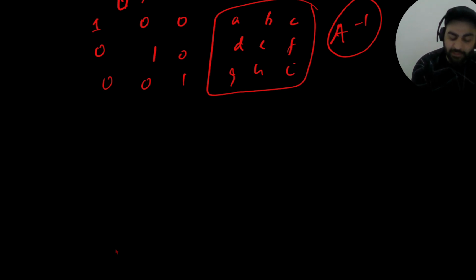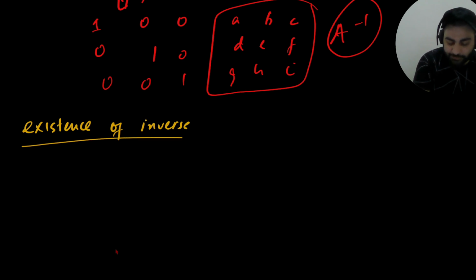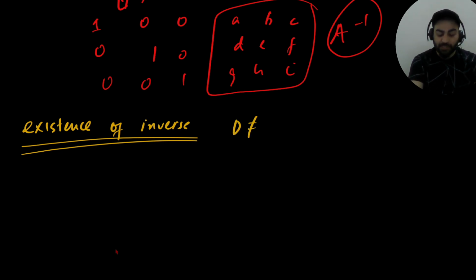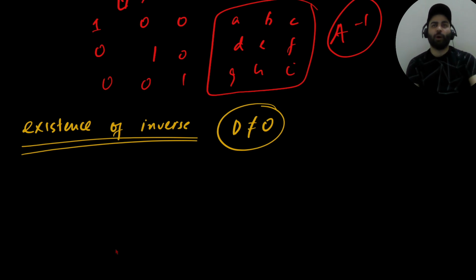So when will this inverse not exist? Existence of inverse is the question. When will it not happen? So there will be no inverse. That's a really interesting question. If you have a matrix, when will the inverse not be there? I told you the determinant should not be equal to 0. Otherwise the inverse will not be there. So why should it not be there?